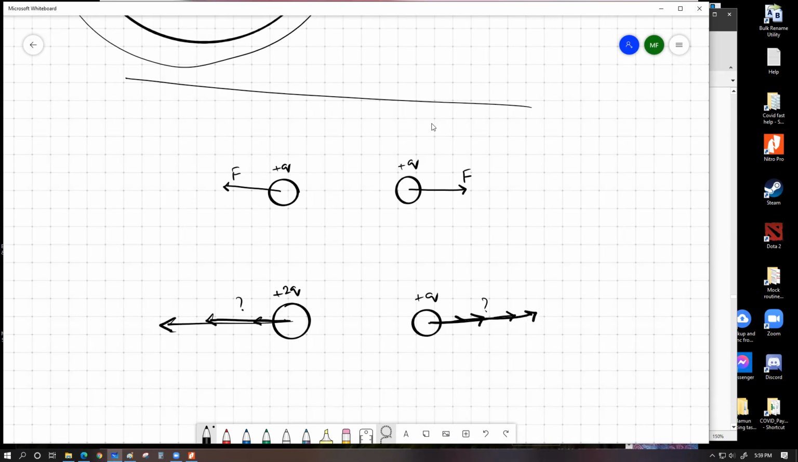One force should be longer than the other. Okay, that's one guess. Good. Anyone else? What do you think?